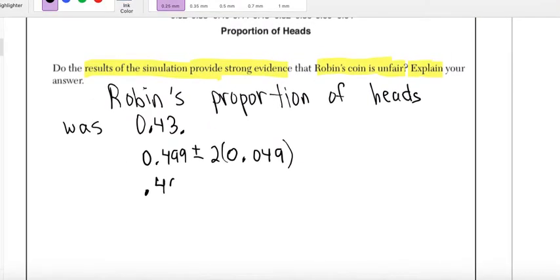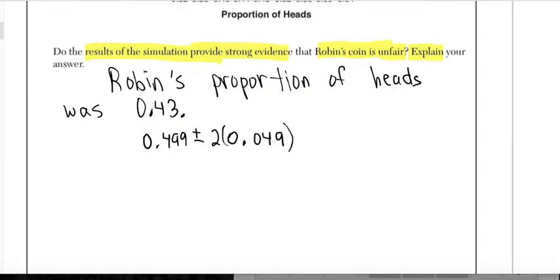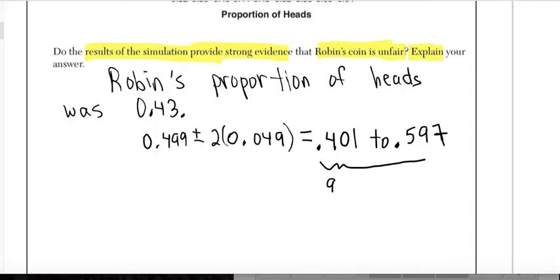0.401, messy, very bad. So that's 0.401 to 0.597, was it? 597. This is our 95% confidence interval. We're 95% confident that if we flip a fair coin, we should get between 40.1% or 40% and 59.7%. That's basically 40 to 60 heads, right?